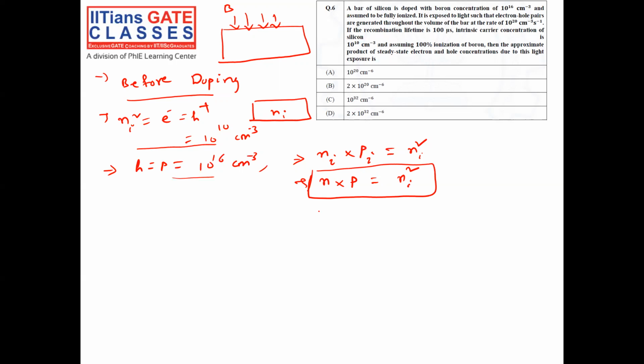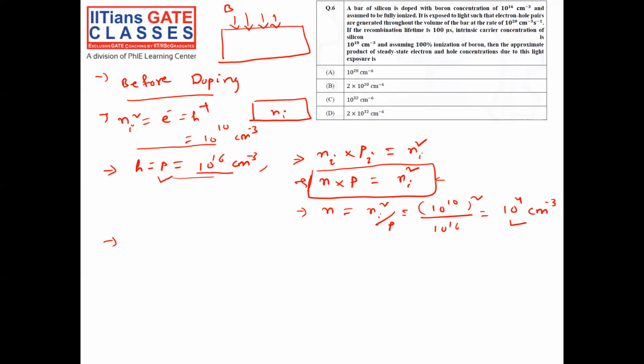Using this, what is n now? n is equal to ni squared divided by p. ni is already given as 10 power 10, so 10 power 10 squared divided by p. p is 10 power of 16. This gives 10 power of 4 per cm cube electrons. So the summary is, after doping with boron, I got 10 power 16 per cm cube holes and 10 power 4 per cm cube electrons. How did I calculate?